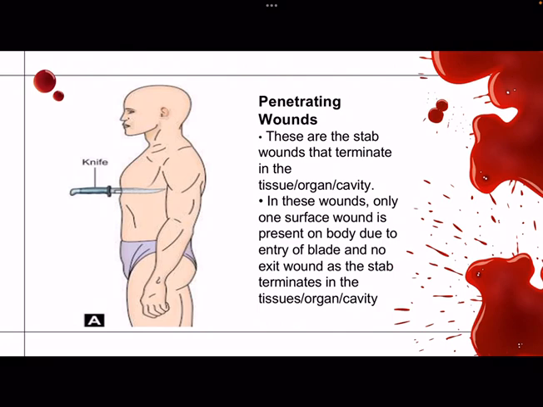What do you mean by penetrating wounds? These are stab wounds that terminate in the tissues, organs or a cavity. In this picture, you can see that the knife penetrates only one surface of the skin and terminates in the tissues, organs or a cavity. So in this wound, only one surface wound is present. How many surface wounds are present? Only one, due to entry of the blade, and no exit wound as the stab terminates in the tissues, organs or a cavity. This is termed a penetrating wound.